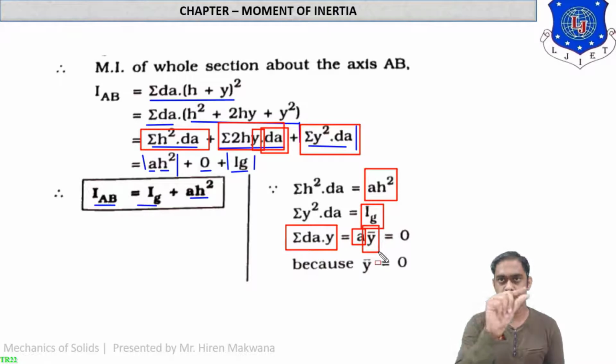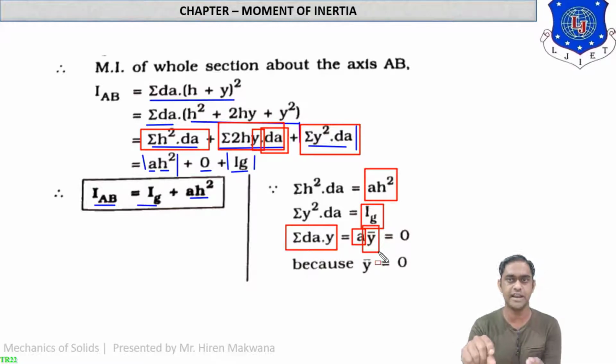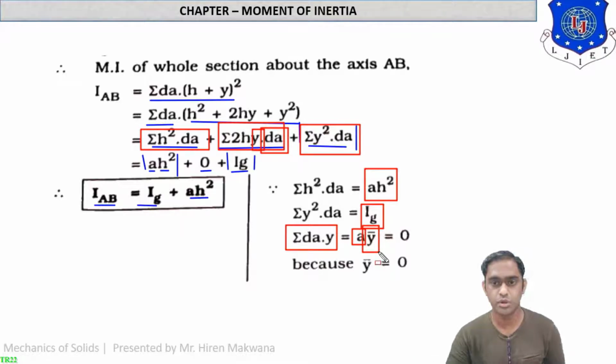Suppose for a particular small strip, the distance of CG is y. For the second strip, the distance of CG is y2, suppose. For the third strip, the distance of CG is y3 from the centroidal axis. So adding all of these, we get a1y1 plus a2y2 plus a3y3 as per the method of CG. It will become y bar. So y bar is exactly at the centroid of the particular lamina. Okay, so the distance of that y bar from the centroidal axis will become 0.